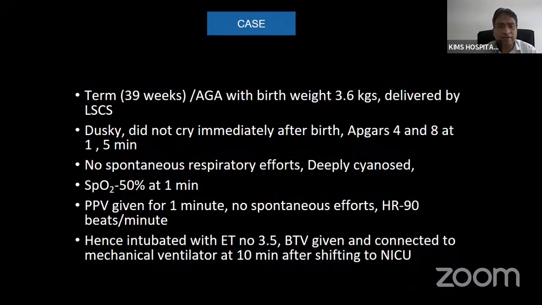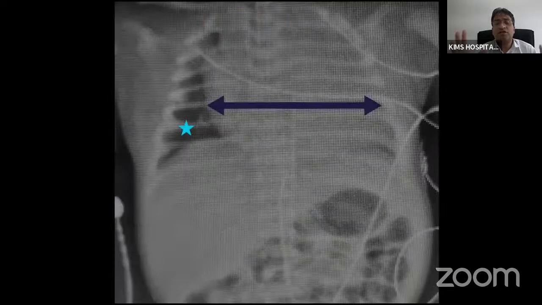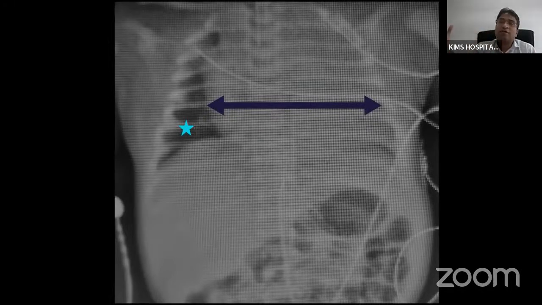So this is one of the cases: term, 39 weeks, dusky, did not cry immediately after birth, no spontaneous respiratory effort, deeply cyanosed, saturation 50% at 1 minute, PPV given for 1 minute, no spontaneous effort, hence intubated, bag ventilation given, connected to a mechanical ventilator after shifting to the NICU. This is the chest X-ray. Again, cyanosis is there, cardiomegaly is there, and severe oligemia is there. That means the lung flow is less. So TGA, TAPVC, truncus, HLHS are all ruled out. Now you have to come to the TOF physiology.